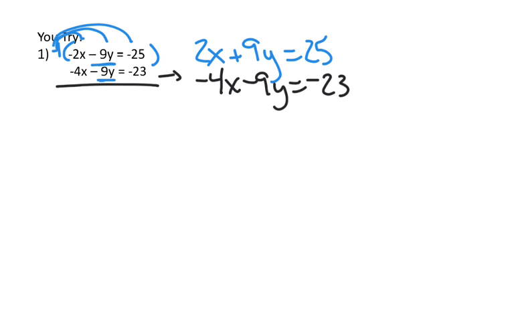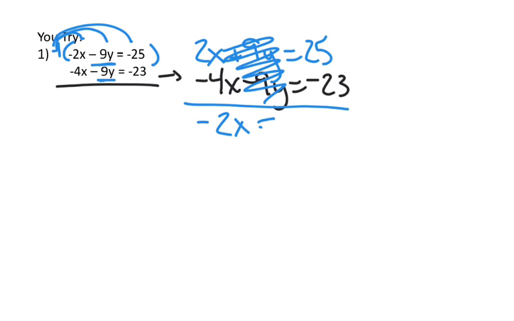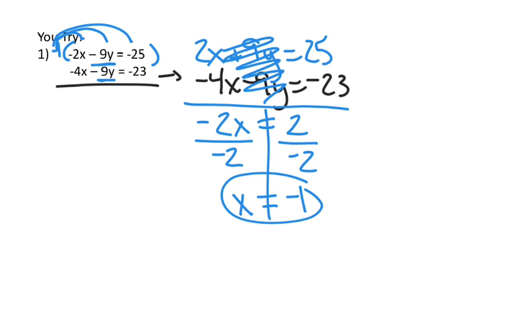Okay, so now I'll add straight up and down. So 2x plus negative 4x is negative 2x. The y's, positive 9 plus negative 9, different signs, so these cancel. 25 plus negative 23 is positive 2. Now we'll solve this equation. So we'll divide both sides by negative 2, and x equals negative 1.